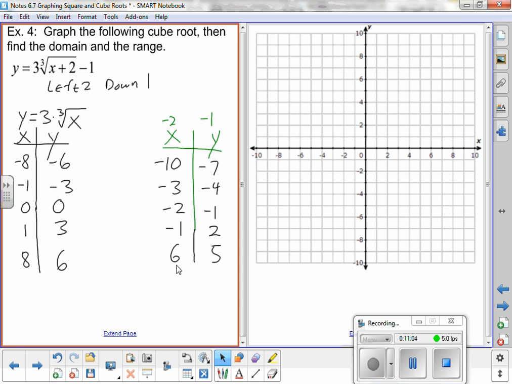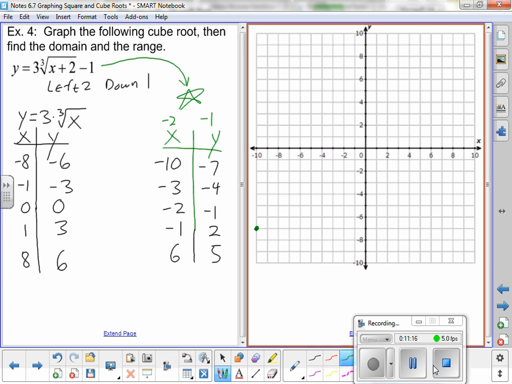All right, so it is this one that's my actual graph, okay? This is the actual graph of that. The first one is just to help us figure out where to go. So -10, -7 is right here. -3, -4 is right here. -2, -1 is right here. -1, 2 is up here. And 6, 5 is over here.